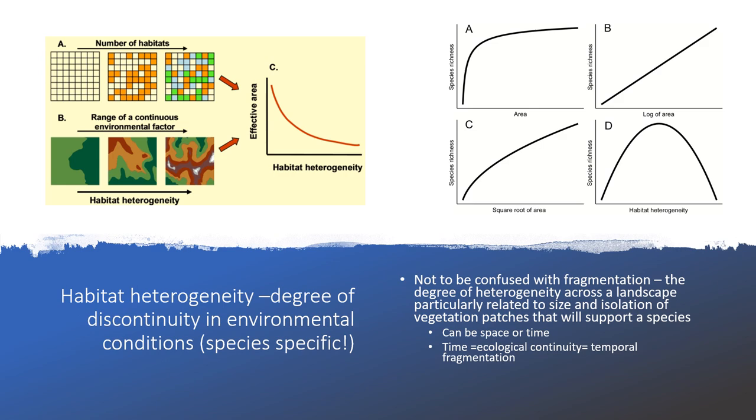That is often confused with fragmentation. Basically, fragmentation is still a measure of heterogeneity, but it really is about the size of the area and how isolated that area is, of vegetation patches usually, that will support a given species, right? So the size and isolation of patches that will support habitat for a species. Another interesting thing about that could be fragmentation in space or time, right? That becomes really important when we start thinking about the forestry industry, for instance.